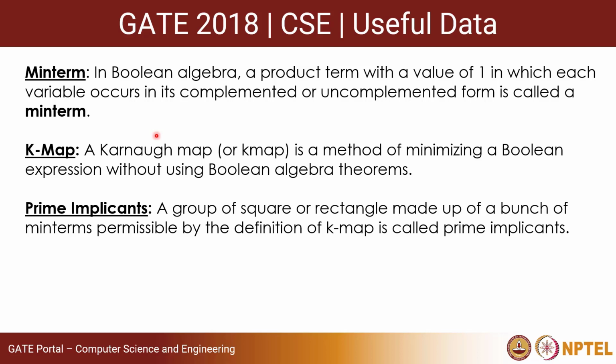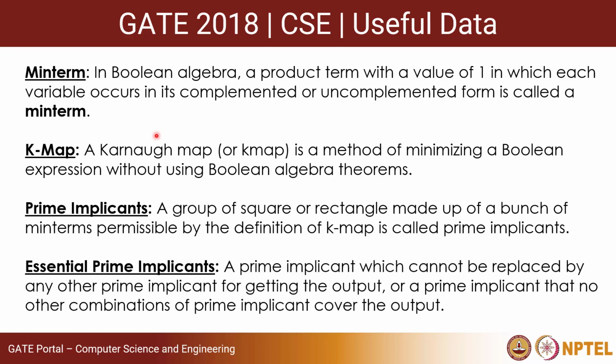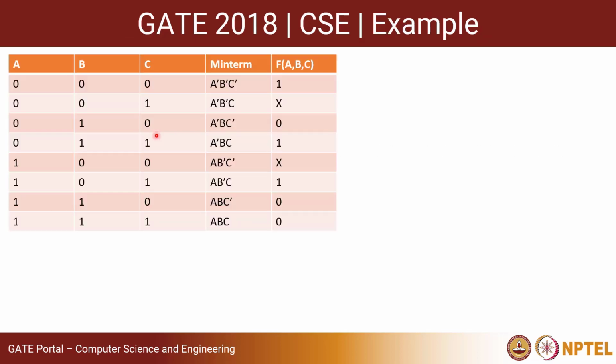So what is a prime implicant? A group of squares or rectangles made up of a bunch of minterms permissible by the definition of K-map is called a prime implicant. An essential prime implicant is a prime implicant which cannot be replaced by any other prime implicant for getting the output, or a prime implicant that no other combination of prime implicants covers. So we'll look at this with an example to see what it means.